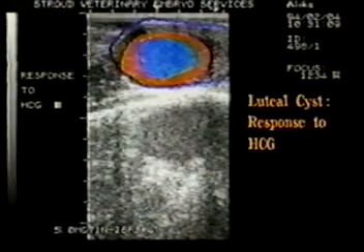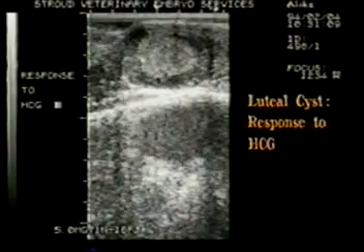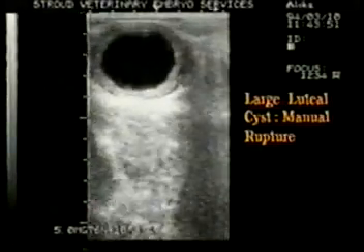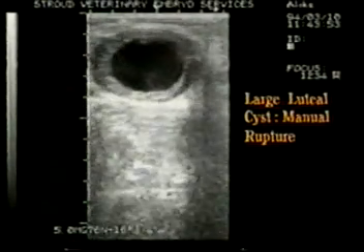The red band represents the original luteal tissue before treatment. The inside solid blue color is the luteinization following the treatment with chorionic gonadotropin. This large luteal cyst will be manually ruptured, as you will observe in a few moments.